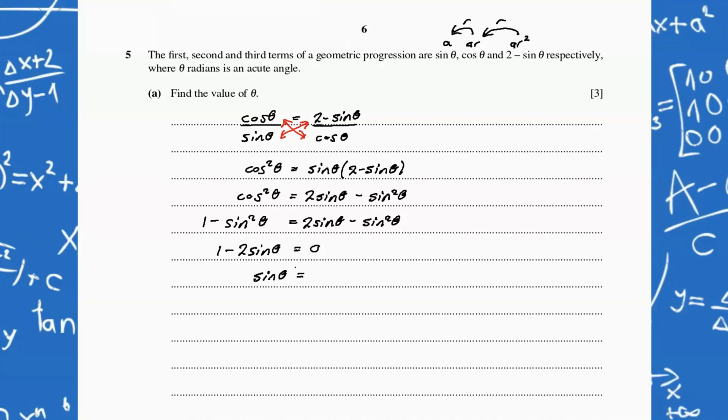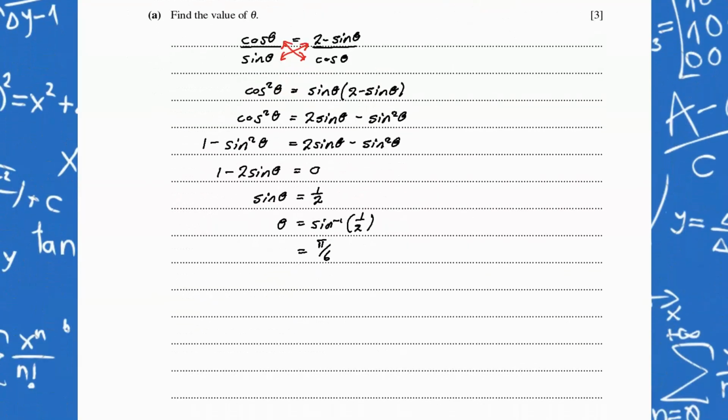So sine theta, if we make sine theta the subject, is a half. And to get theta, we'll say arcsine of a half, and the value we get from arcsine of a half is 30 degrees. And that's the only acute angle that we can make use of. So it has to be pi over 6. So that's what we get right here. Let's go on to part B.